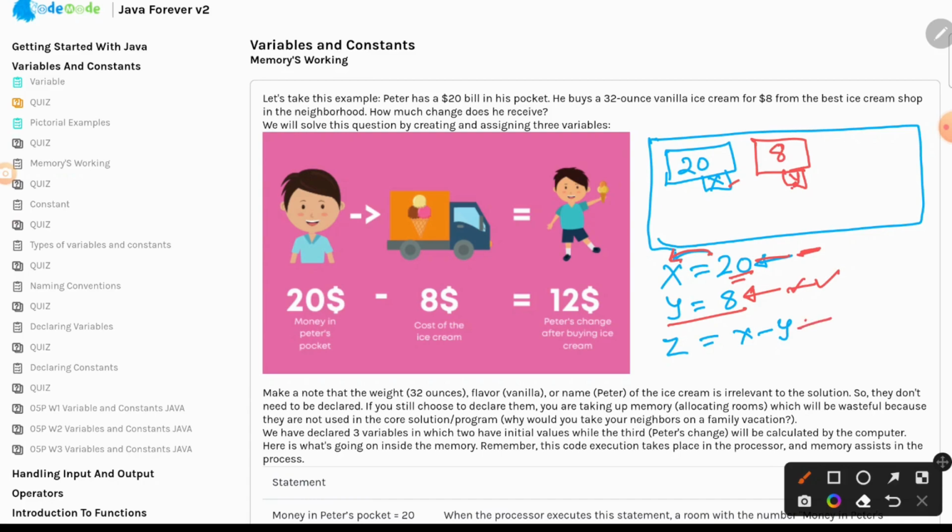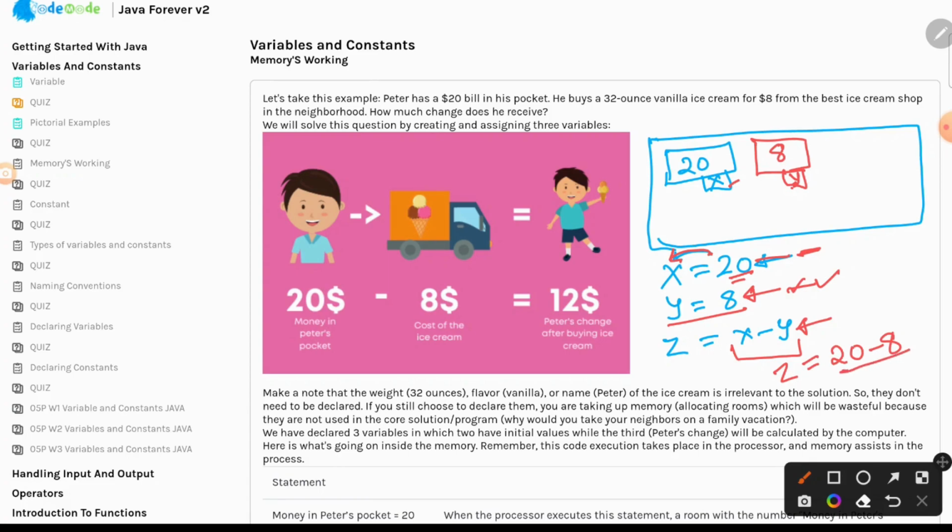Now let's look at the third line. When the processor wants to do Z equal to X minus Y, the first thing it does is the computation on the right side. It says X minus Y, but the processor does not know what X and Y are. So it goes and checks with the memory, is there a room called X? And if yes, who lives in X? Memory responds, yes, there is a room called X and the value is 20. Similarly, what is Y? Memory responds that Y is 8. So this line is replaced and becomes Z equal to 20 minus 8.